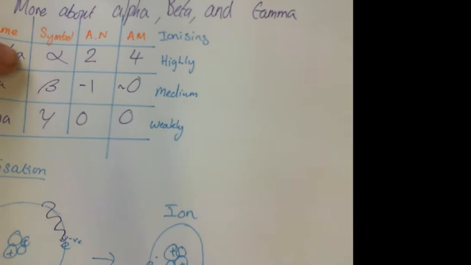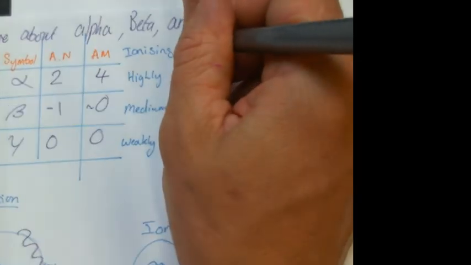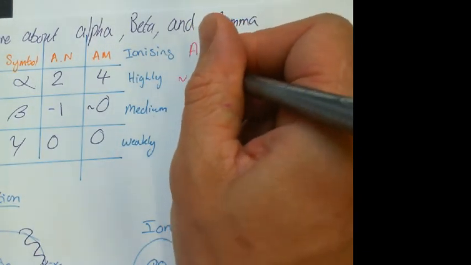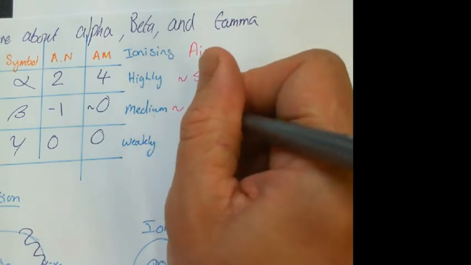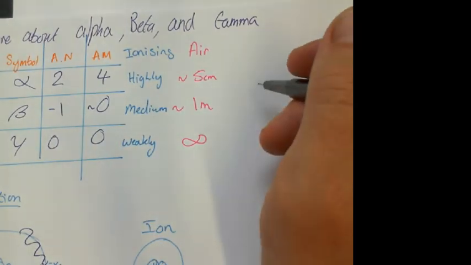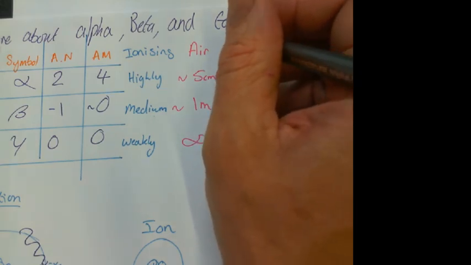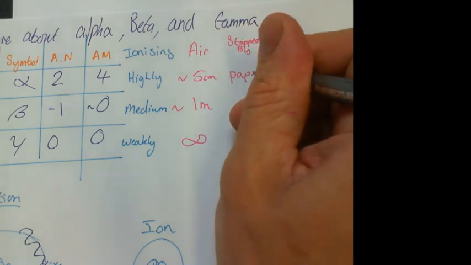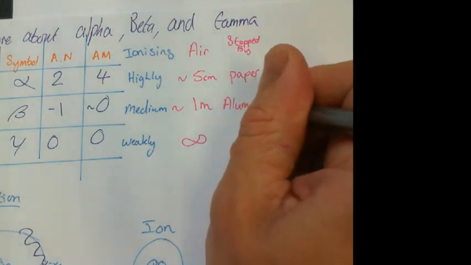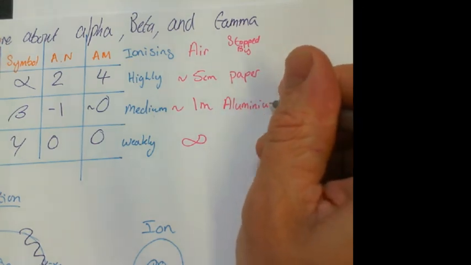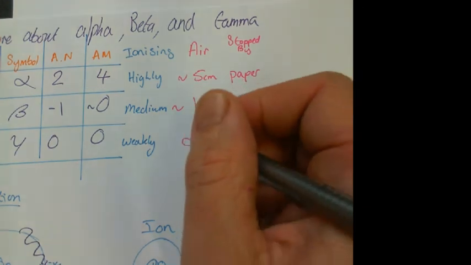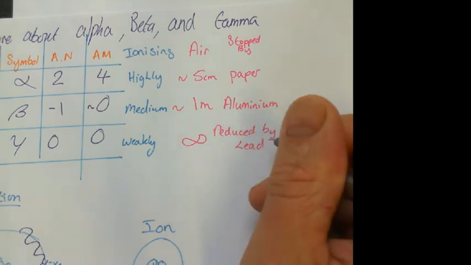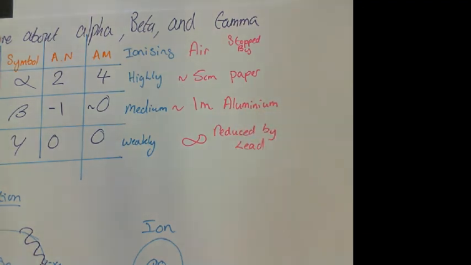So let's add those two to this table. What we want to know first was the range in air. So we said that this one was about 5 centimeters, this one was about 1 meter, and this one was infinite. And we also said, what's it stopped by? This one was stopped by paper, beta was stopped by aluminium, and gamma was reduced by lead. That's the next set of things that we need to know.